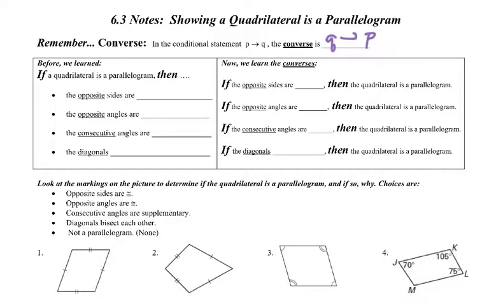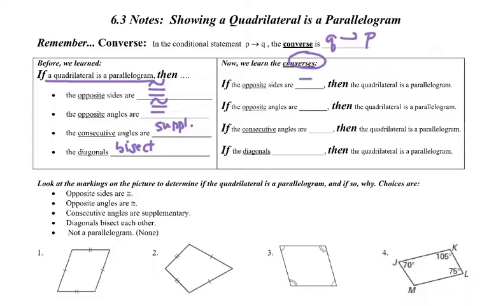So it's like the section that we did in the last chapter where we're just going to flip around our rules. So what we've learned already is that if a quadrilateral is a parallelogram, then the opposite sides are congruent, the opposite angles are congruent, the angles next to each other are supplementary, and the diagonals bisect each other. We could just say bisect. So those are the four main rules. Now we're going to learn the converses of those rules.